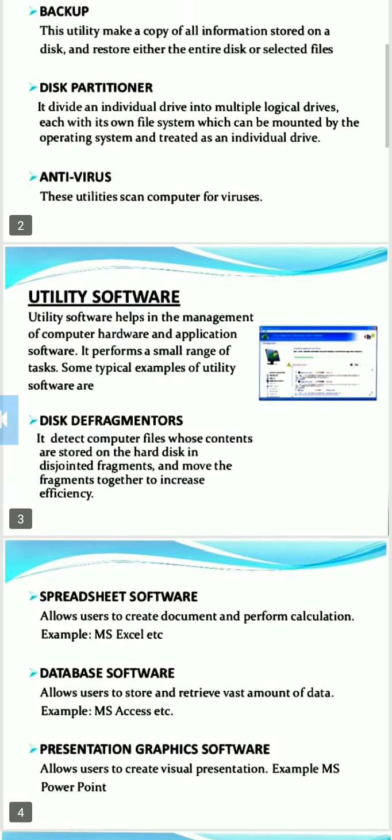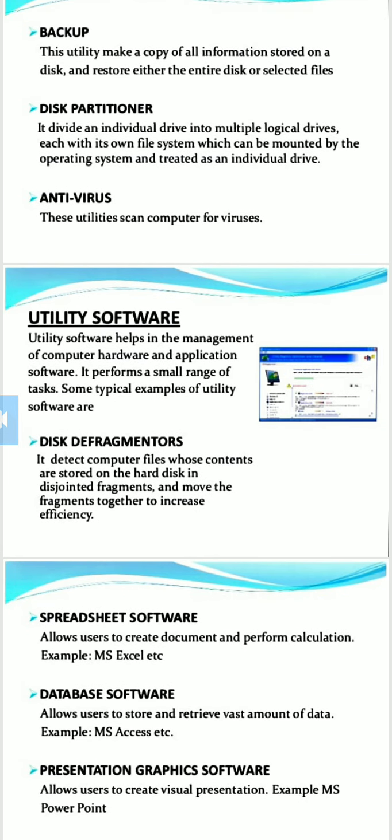Next one, utility software. Utility software helps in the management of computer hardware and application software. It performs a small range of tasks. Some typical examples of utility software were different matters.